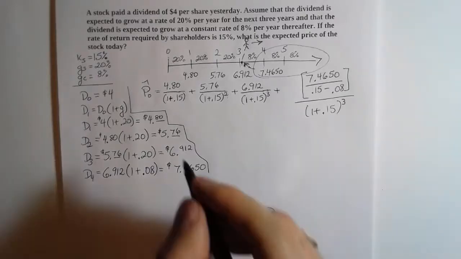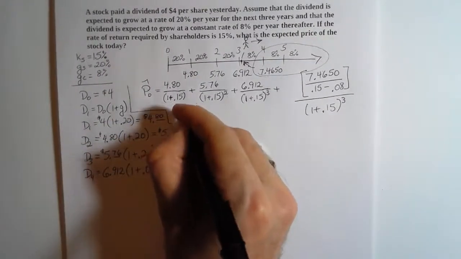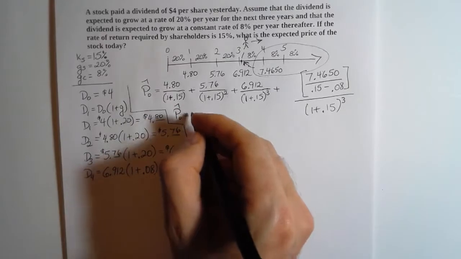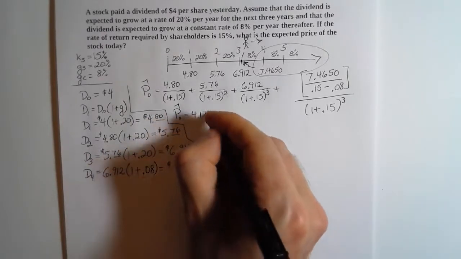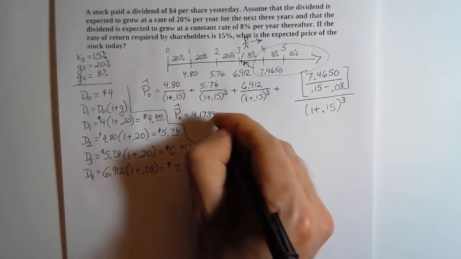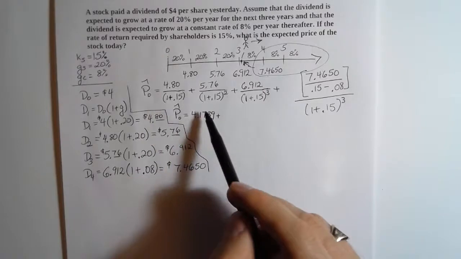Okay, so if you paused the video to work that out, what you should have gotten for that first term is 4.1739. And I'm hanging on to a couple extra decimal places till I get to the end. So that should be what you got for that first term.